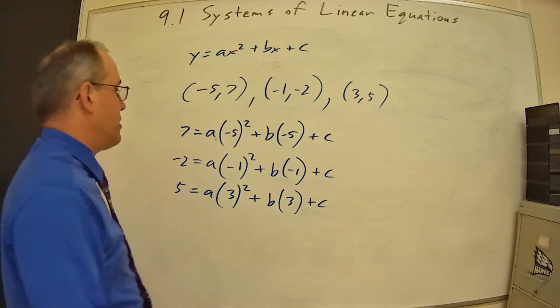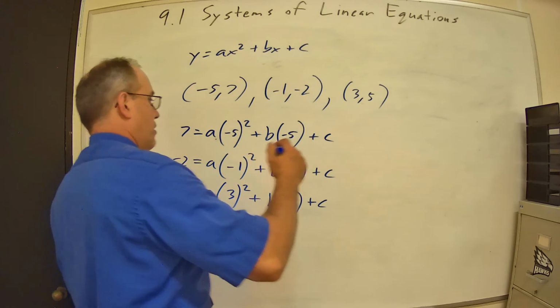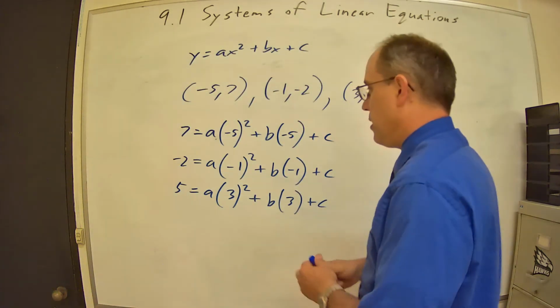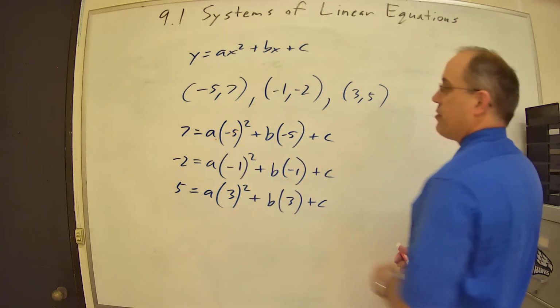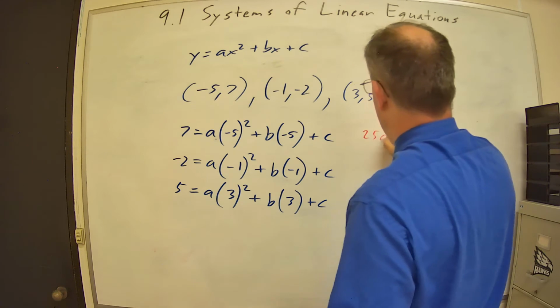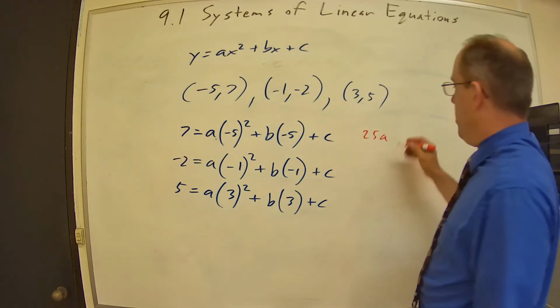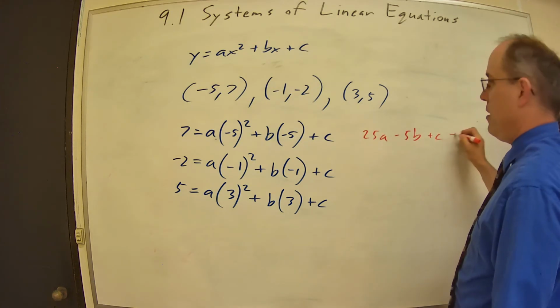So if I rewrite this top one here, we see that I have, I'm just going to write it in a slightly different order too. Negative 5 squared is 25, so I have 25a minus 5b plus c is equal to 7.